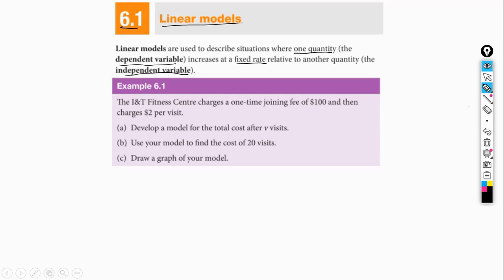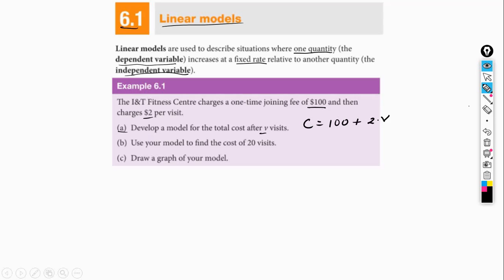The I&T Fitness Center charges a one-time joining fee of $100 and then charges $2 per visit. Part A, develop a model for the total cost after V visits. So we can say that the total cost is going to equal the initial fee of 100 plus $2 per visit. So this would be a simple linear model of this situation.